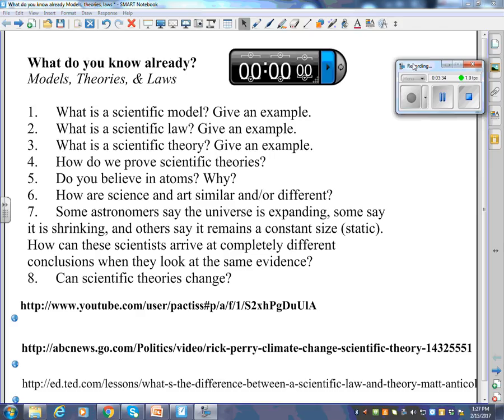How do we prove scientific theories then, Brett? Experiments. Would you say collect data? Do observations, experiments? Multiple people do that kind of thing, right?